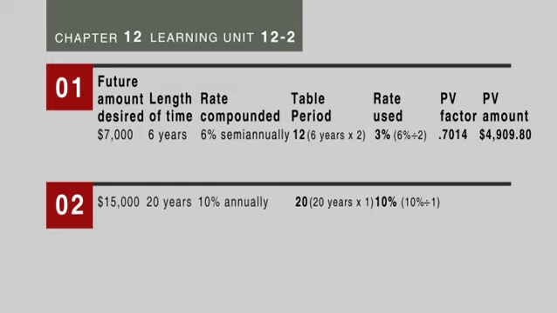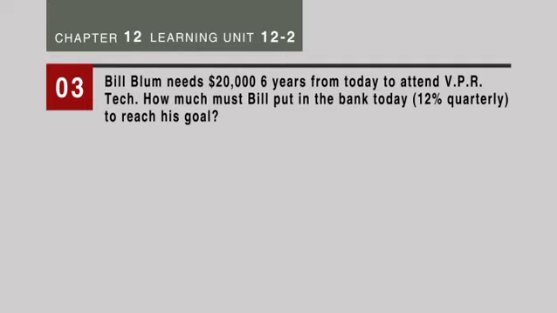If we look at the intersection of 10% and 20 periods on the present value table, we get 0.1486. Multiply that number by 15,000 and you get $2,229. That's how much you have to invest today in order to have that money grow to $15,000 in 20 years at 10% annually.